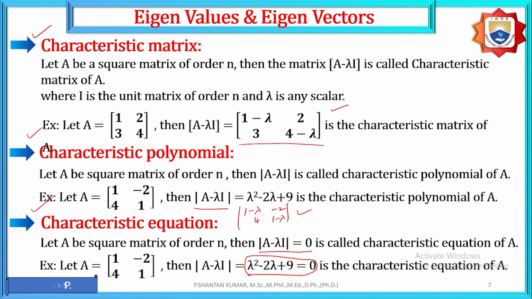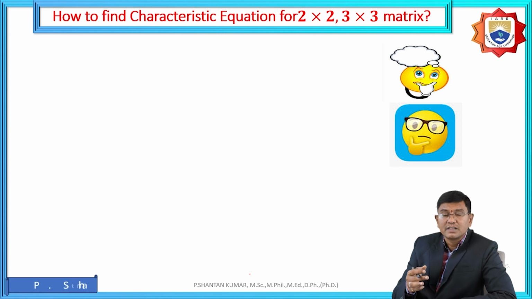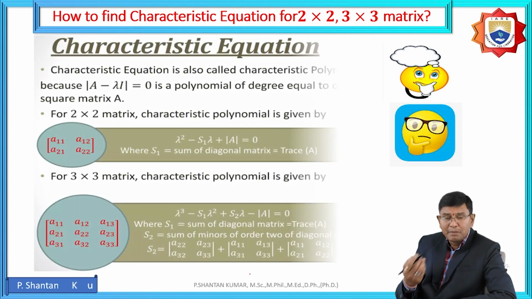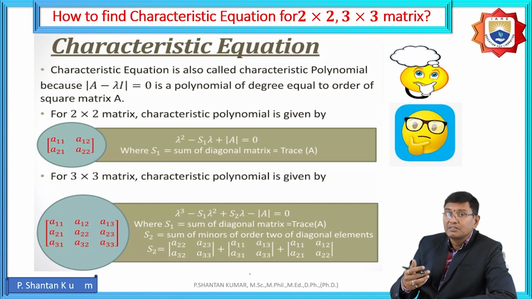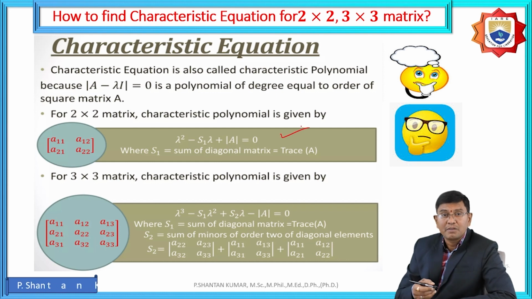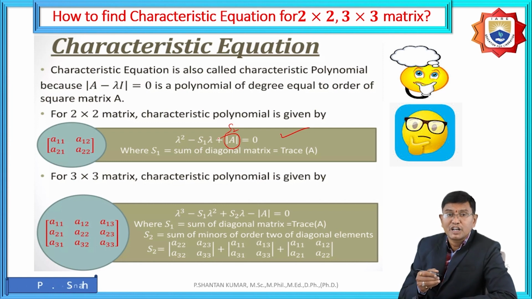These are interlinked one by one: characteristic matrix, characteristic polynomial, characteristic equation. Based on this, we further find eigenvalues and eigenvectors, and now we'll discuss the definitions. Before that, here the matrix is 2 by 2. While finding the determinant of A minus lambda I equal to 0, for a 2 by 2 matrix we obtain lambda square minus s1 lambda plus s2 equal to 0, where s1 is the trace of the matrix and s2 is the determinant of the given matrix.